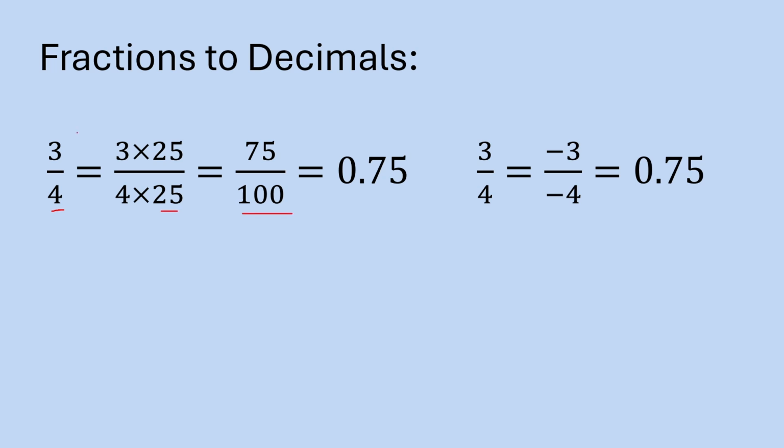So we multiply the full value by 25 divided by 25. So the numerator will be 75, that means 25 multiplied by 3, and the denominator will be 100. So the final value is 0.75. This is the same example, 3 divided by 4.